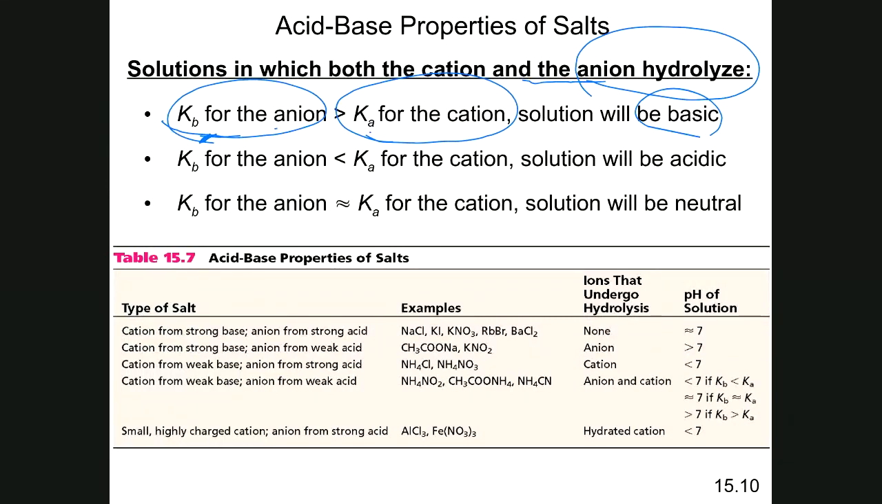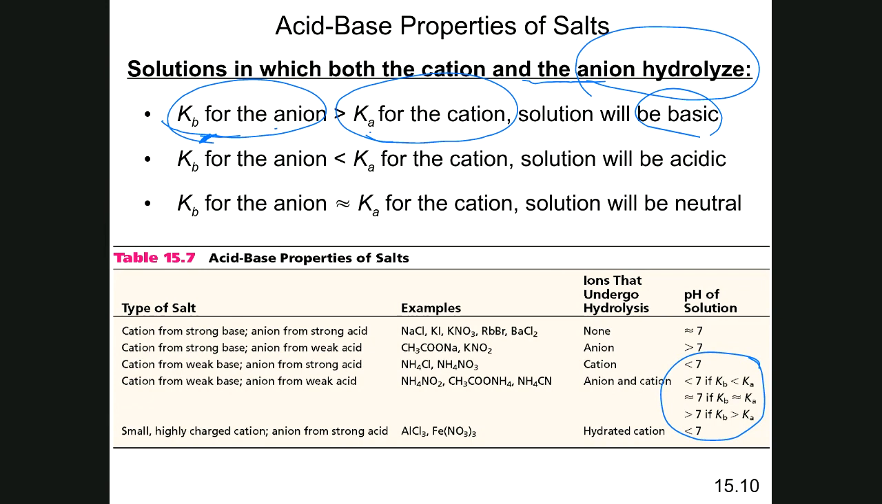So if you get a salt that is coming from a strong acid and a weak base, the salt is going to be acidic. If it's coming from a strong base and a weak acid, then the salt is going to be basic. And if both of them are weak, then you have to look for the exact values of Ka and Kb.